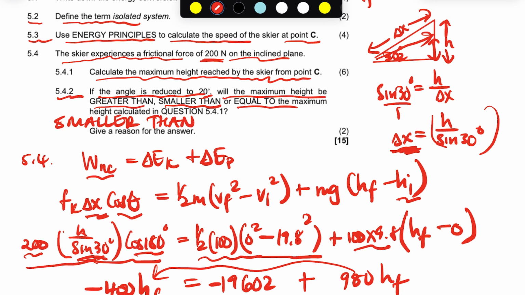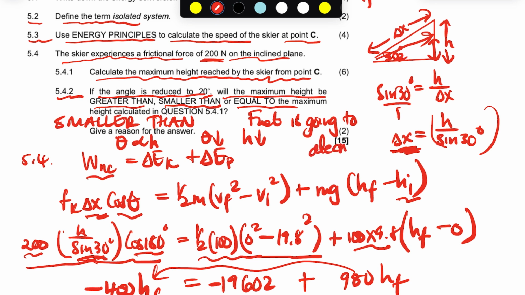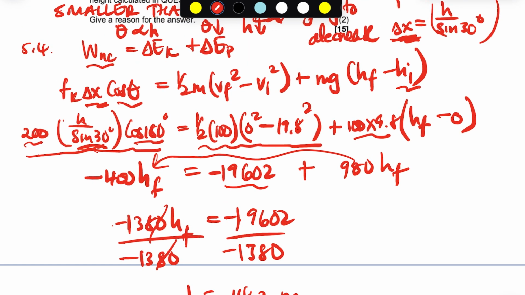The reason for your answer: the angle is directly proportional to the height. The smaller the angle, the smaller the height. Or you can say the F net is going to decrease, because as the slope is decreasing, that means the acceleration is also going to decrease. So if the acceleration decreases, the F net decreases. Guys, I hope I make sense. Cheers, bye.